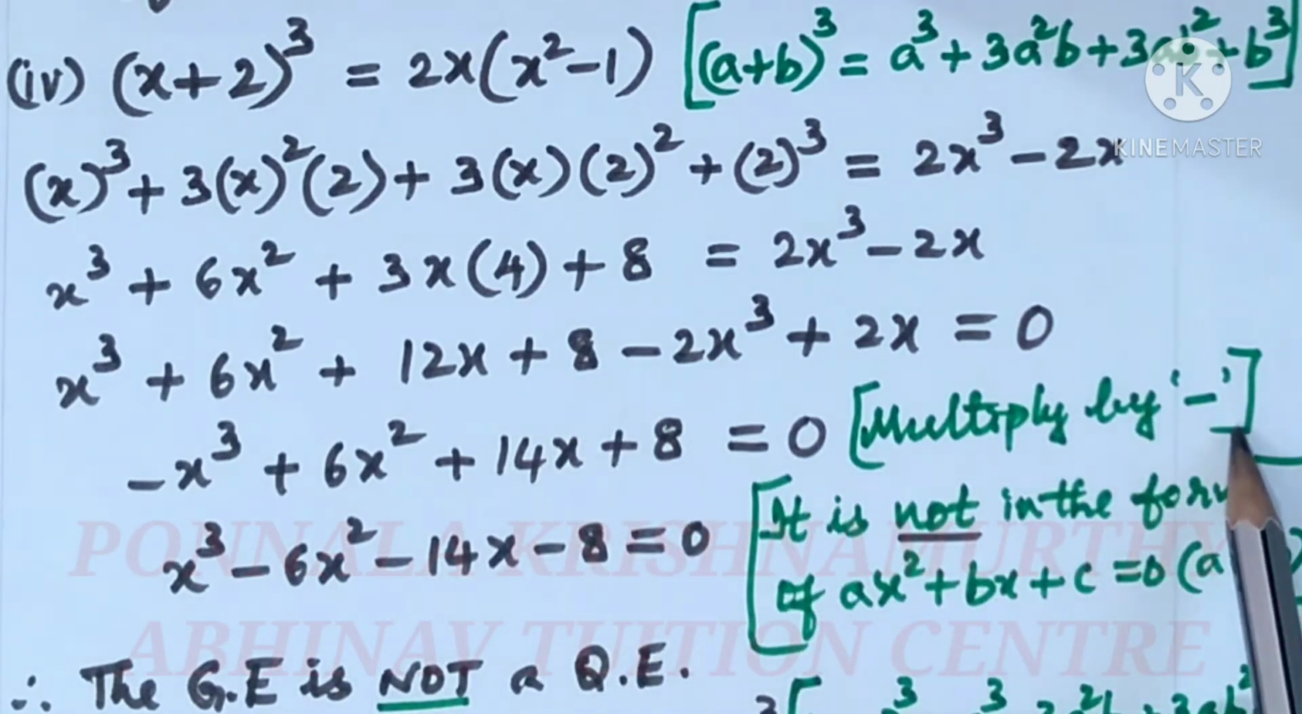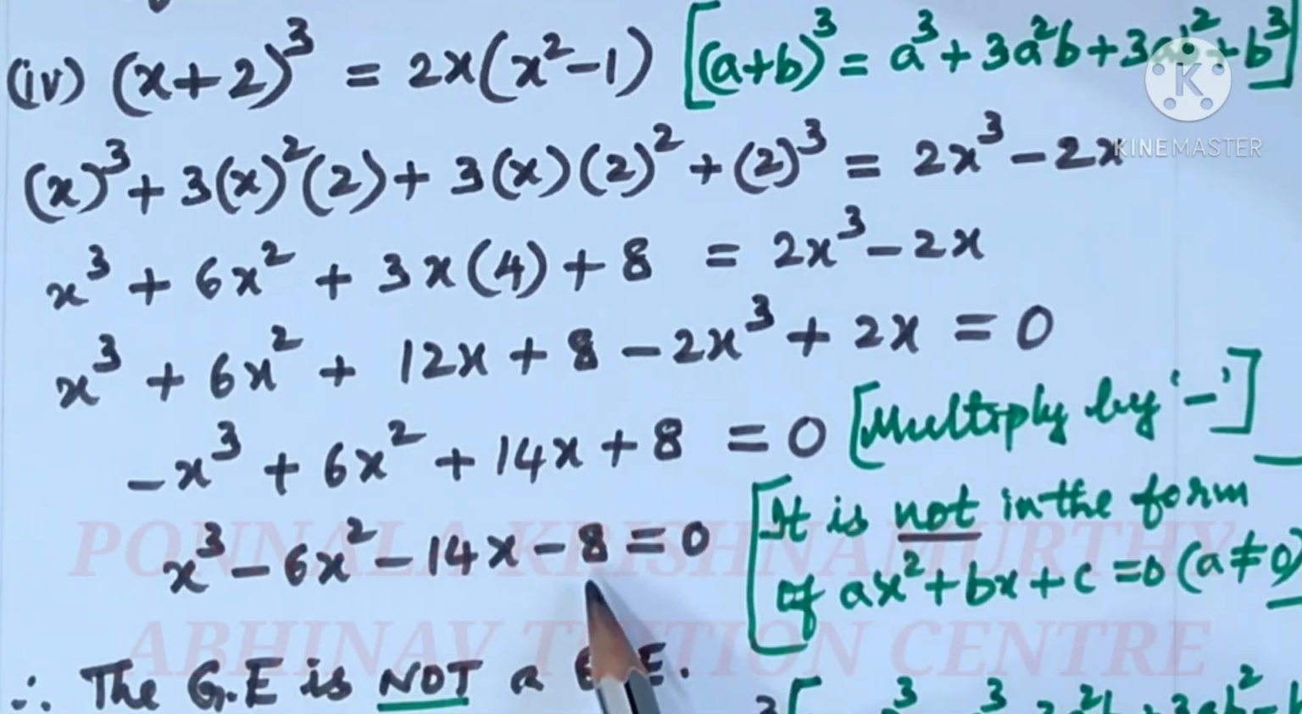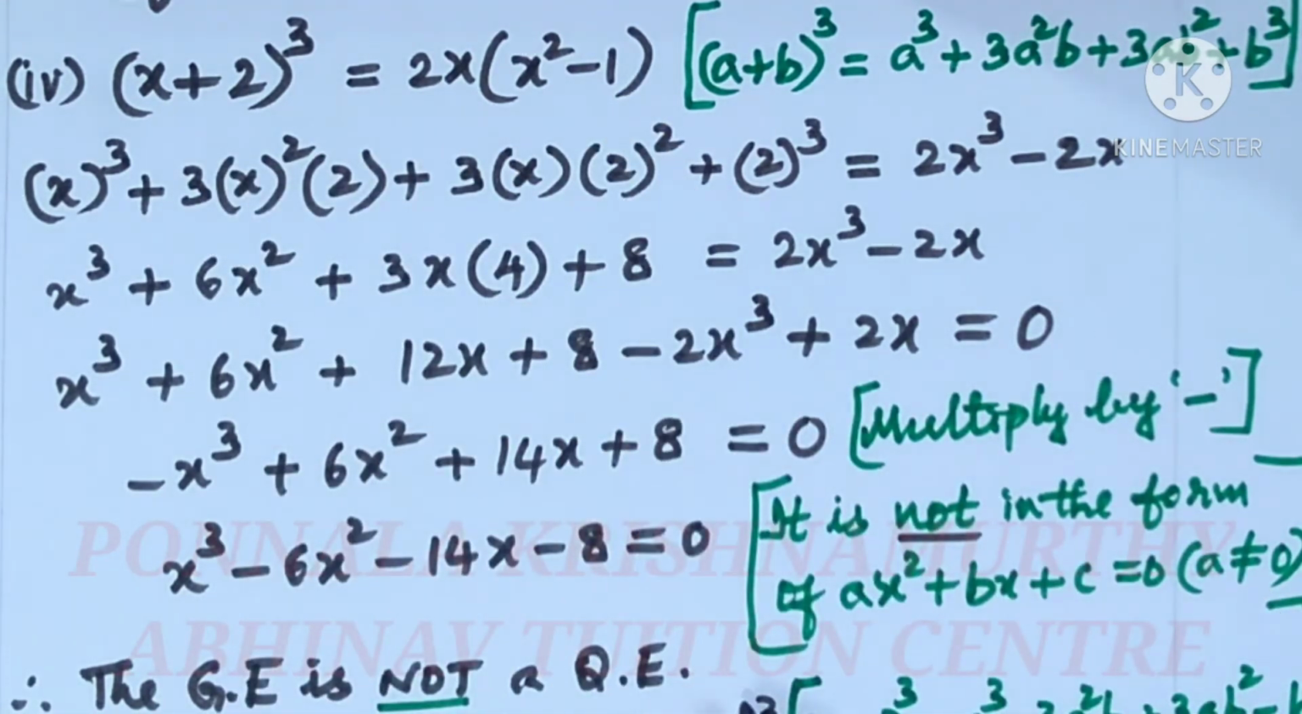Multiply by minus, this becomes plus x cube, plus 6x square becomes minus 6x square, plus 14x becomes minus 14x, plus 8 becomes minus 8 equal to 0. So it is not in the form of ax square plus bx plus c equal to 0, where a is not equal to 0. Here we have x cube also. So the given equation, this one, is not a quadratic equation.